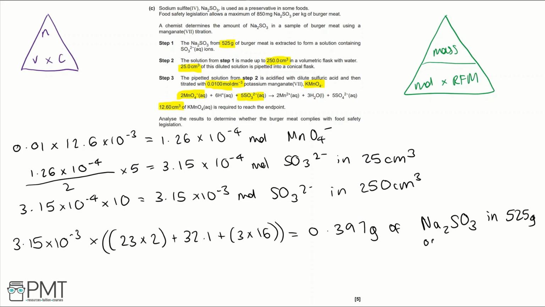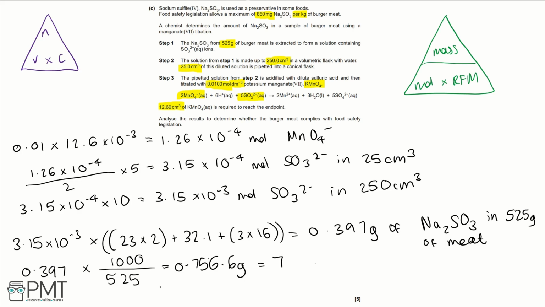525 grams of meat. But we want it per kilogram, which is right at the beginning of the question. So if we're trying to convert this into per kilogram, we need to do 0.397 multiplied by 1,000 divided by 525 grams. So 1,000 grams is in a kilogram and we're dividing by our number of grams. So this equals 0.7566 grams, which if we convert to milligrams is 756.6 milligrams. Then we need to look at what we're allowed.